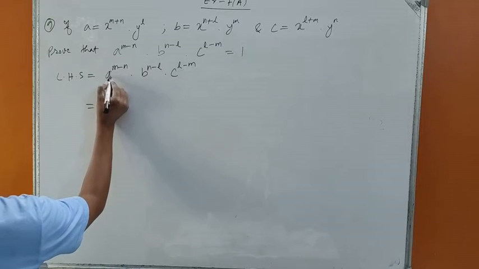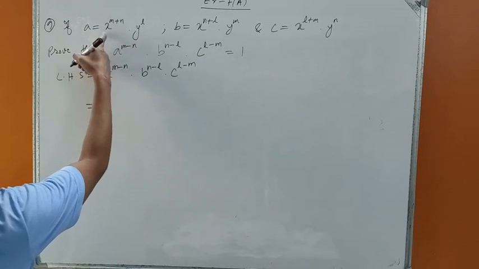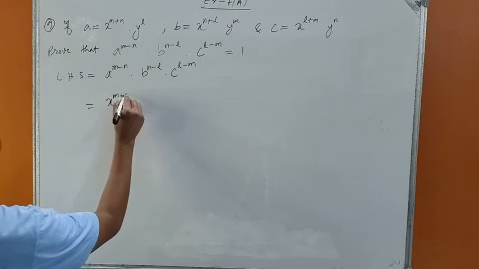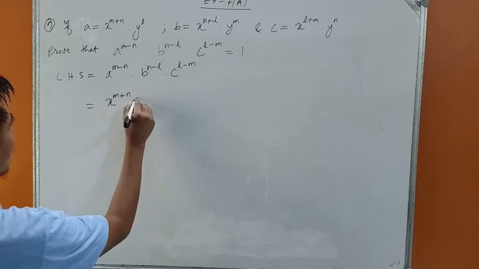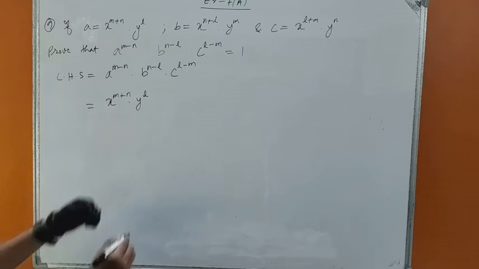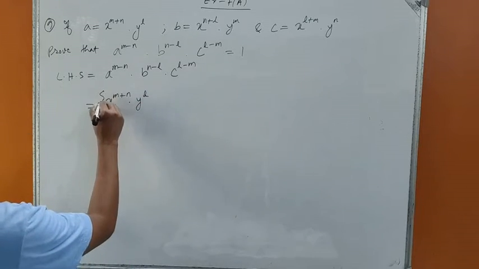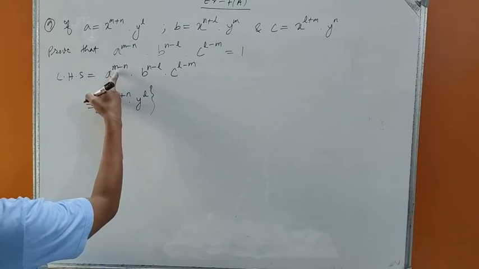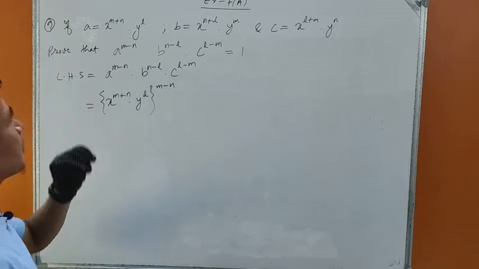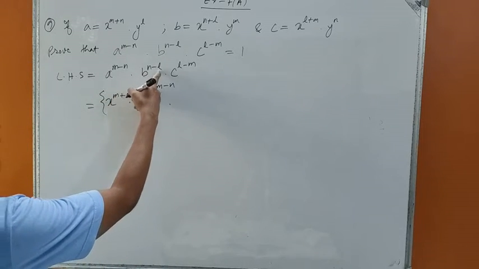So instead of this a, I write this whole thing, okay, because a means this thing, isn't it? So x to the power m plus n into y to the power l. This is a, isn't it? This is a. So a to the power, let me put curly bracket, okay, a to the power m minus n, we have the power m minus n here, so we should not forget this power. Now again into b to the power n minus l, isn't it?